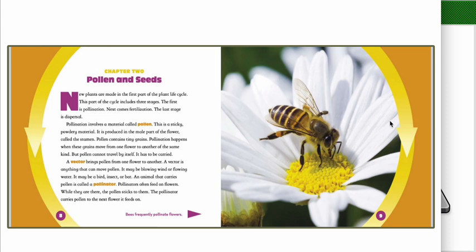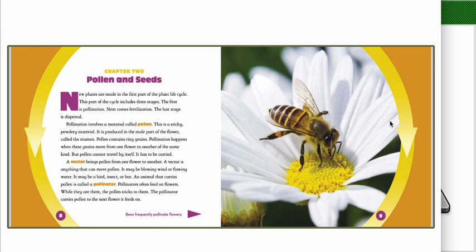Pollination involves a material called pollen. This is a sticky and powdery material. It's produced on the male part of the flower, called a stamen. Pollen collects in tiny grains. Pollination happens when these grains move from one flower to another of the same kind. But pollen can't travel by itself. It has to be carried.